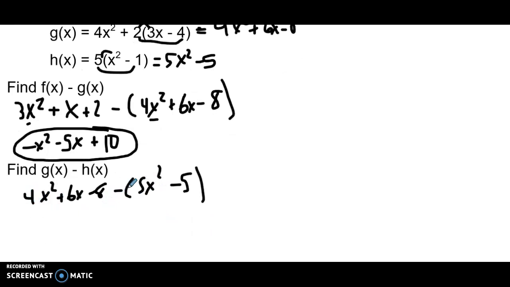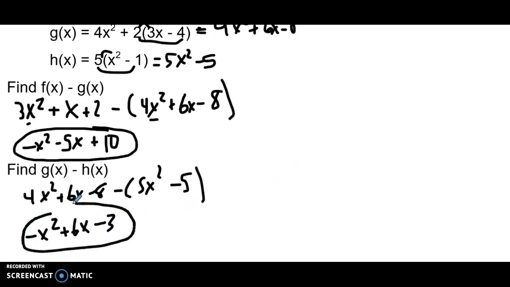4x squared minus 5x squared is negative x squared. 6x doesn't have any terms to go with it. There's no x's left, so it stays 6x. Negative 8 minus negative 5 is negative 8 plus 5. Negative 8 plus 5 is negative 3. And that's our answer here.